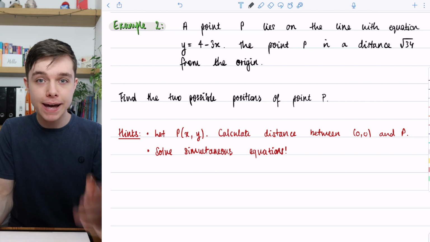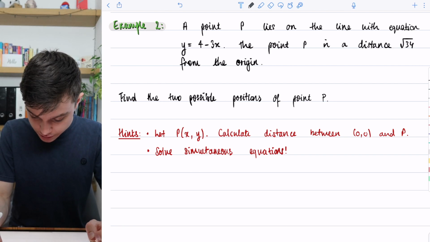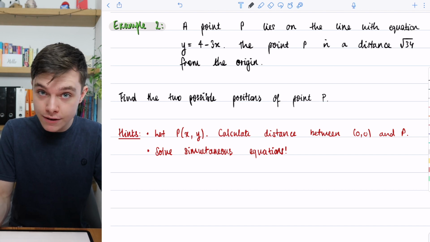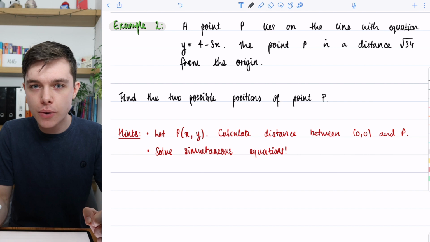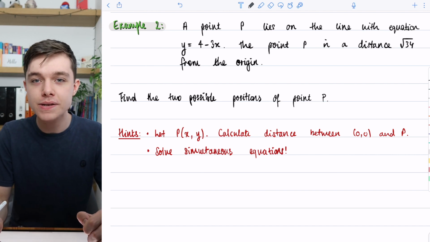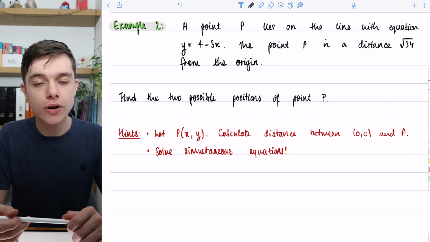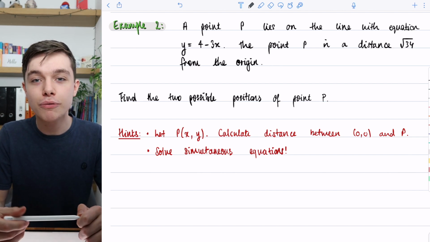We don't know what point P is, it just says a point P. So label point P X and Y. And then calculate the distance between the origin, so 0, 0, and P. And then solve some simultaneous equations. So see if you can have a go at that. Don't worry if you can't, just keep watching the video, but do pause and have a go if you want to, and then we'll press play and we'll work through the answer.